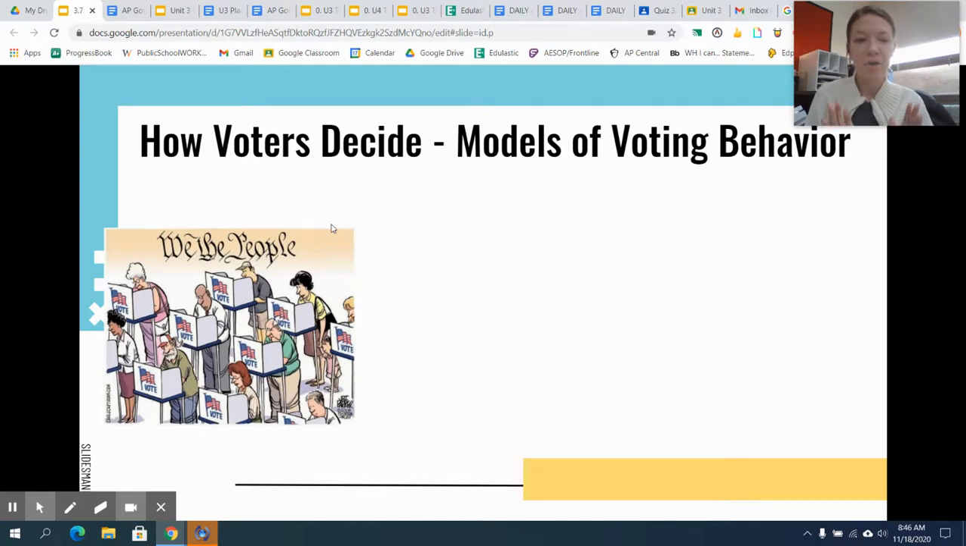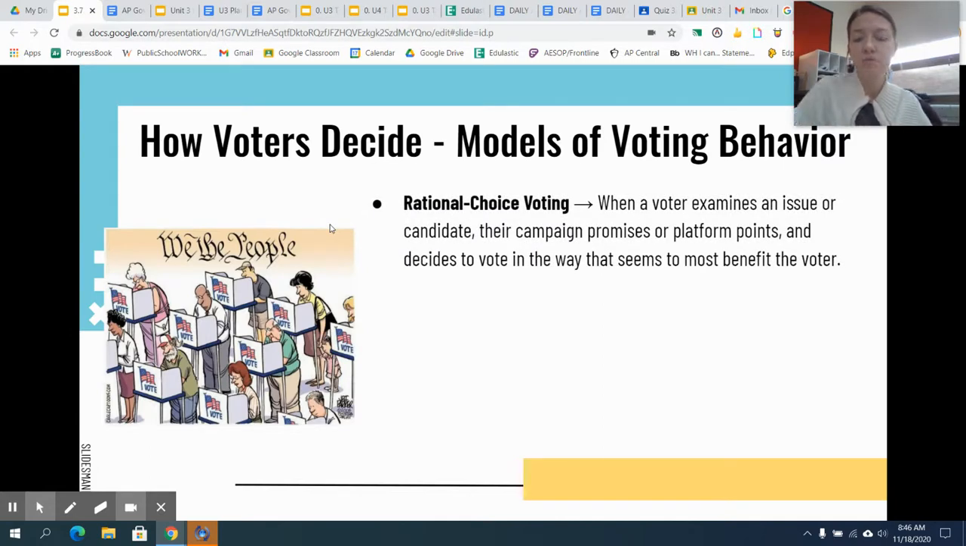Okay, I know I'm going kind of quickly, but we have a lot to get through here. So let's talk about the models of voting behavior, right? What are people thinking of when they make their decisions on how to vote? So let's talk about rational choice voting.